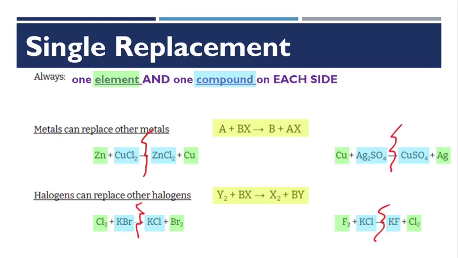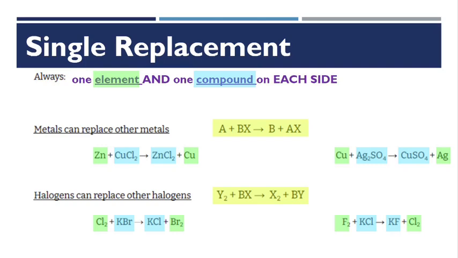Now, that's not always the case. Here we could have written this out, Ag2SO4 plus Cu. The stuff on either side of the reaction can go in either order. It could be compound plus element makes element plus compound. It doesn't really matter, as long as each side of that arrow has one element and one compound. That's the key, no matter what, if you want something to be single replacement.